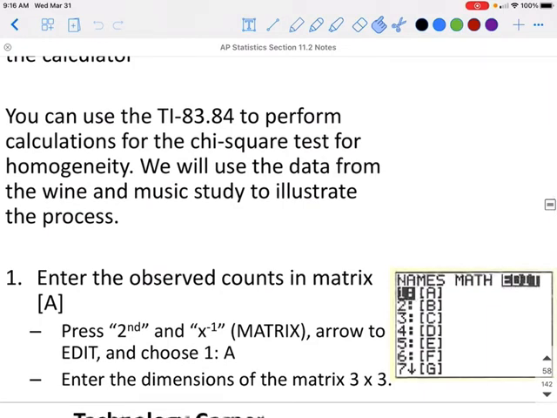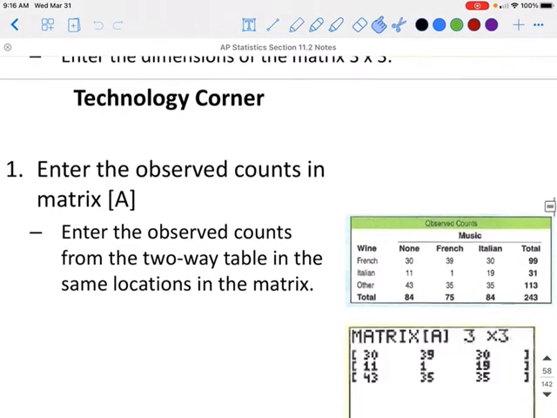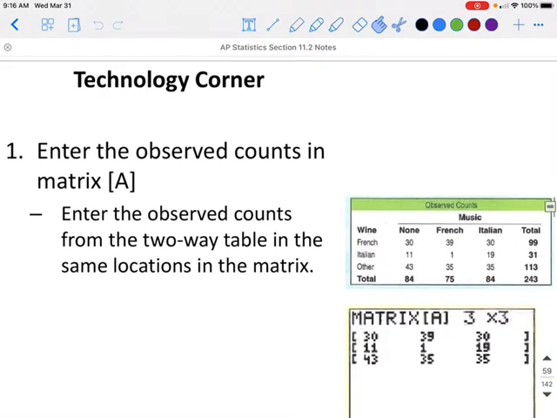you're going to enter your observed counts in matrix A. So to get to matrix A, you're going to hit second and then the inverse button, the x^-1, which has matrix above it. And you're going to go over to edit and select matrix A. The dimensions will be a 3 by 3 matrix if it has 3 rows and 3 columns. And then you're just going to input your observed data.